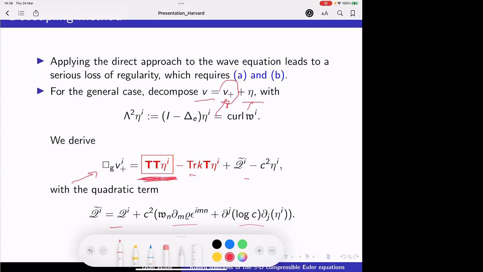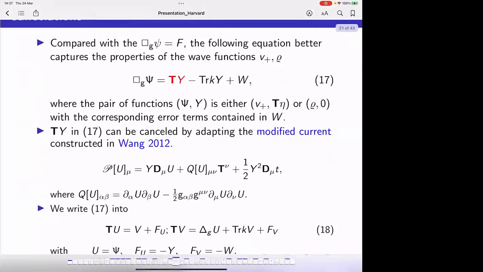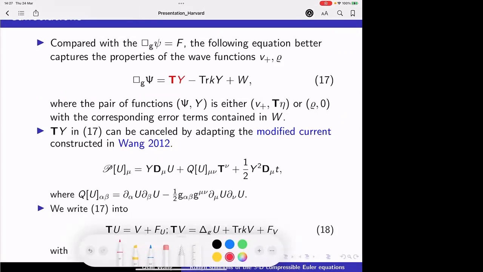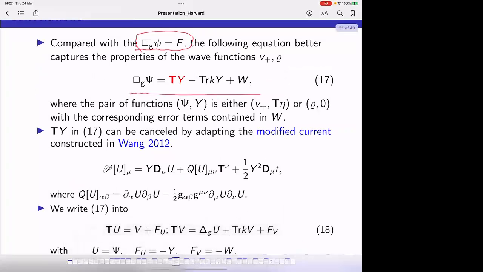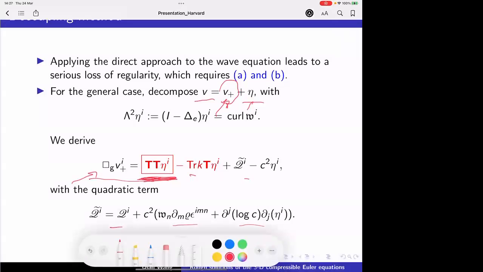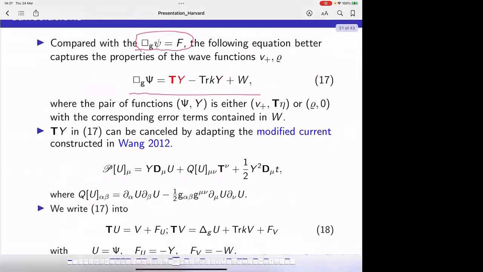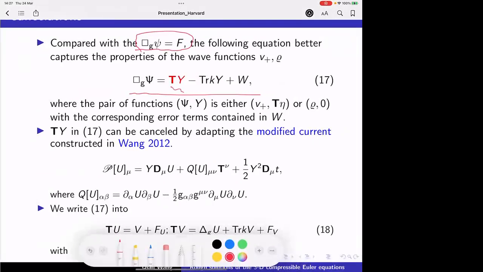The way of dealing with it is first to try a different method of linearizing the original equation. So instead of writing it straightforwardly in this way, I write it in this way, which is exactly what's going on here. So write it in a fancier way. And all of this is actually fine, just the leading term is important. If this is the equation of V plus, then Y is T eta. If this is the equation of rho, then Y is 0. And then you start to think about cancellation for doing energy estimate. You can introduce a certain modified current.